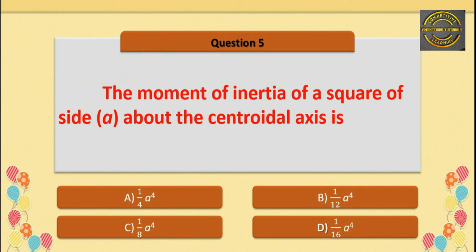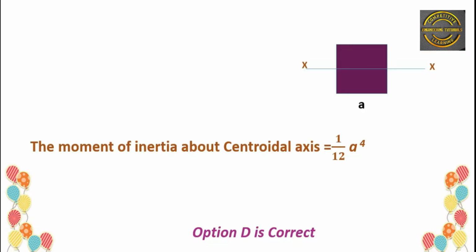Question number 5. The moment of inertia of a square of side A about the centroidal axis is. Option B is correct, 1 by 12 a power 4. Here this one is the explanation. Let us consider a square of side A. The moment of inertia about centroidal axis is 1 by 12 into a power 4. So finally option D is correct.